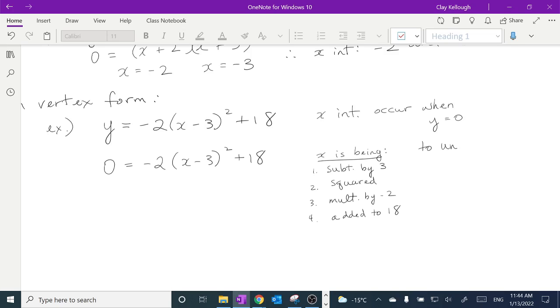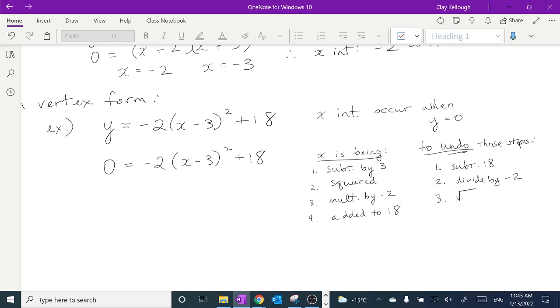To undo those steps, what's the first thing you would do? Go to the bottom. What's the opposite of adding 18? Subtract 18. What's the opposite of multiplying by negative 2? Divide by negative 2. What's the opposite of square?